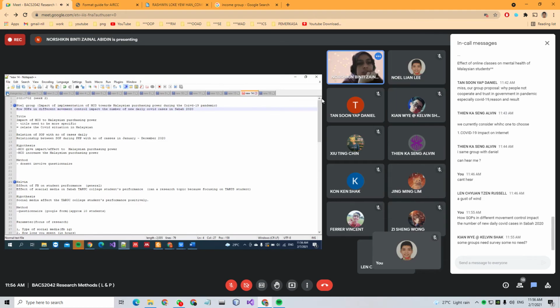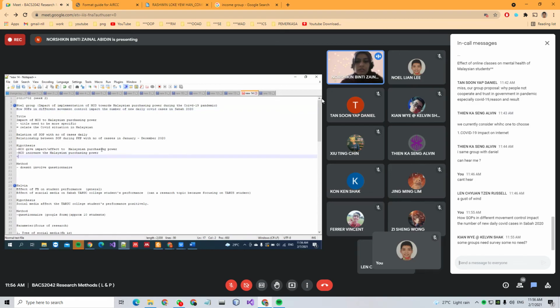Should be okay, because you mean that different movement control will affect the number of cases. This one can. So your hypothesis should be something like, I think it's easy to write your hypothesis based on your title. Yeah, this one can be, your title itself can be a hypothesis.